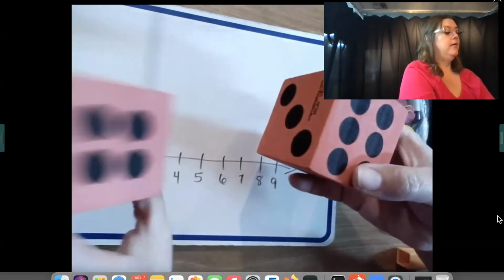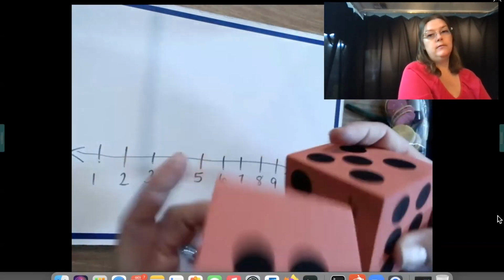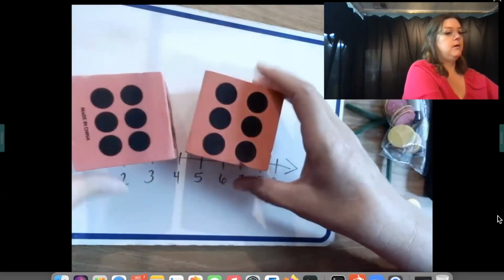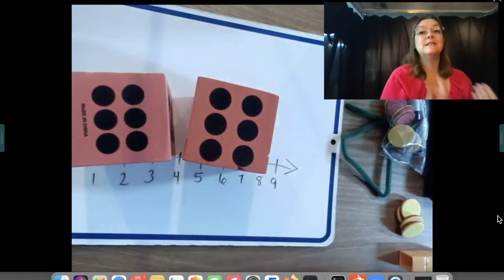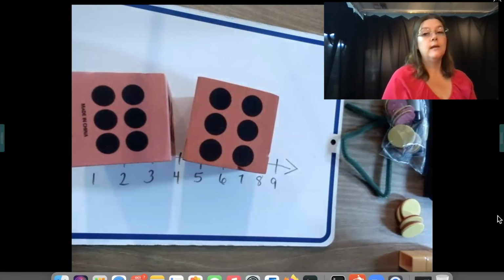I love this when this happens. We roll. It doesn't happen very often, but it does happen. And we both get 6. Who has more? Neither. We have the same because 6 and 6 are the same. And so they can start to see that. I love these kinds of activities.